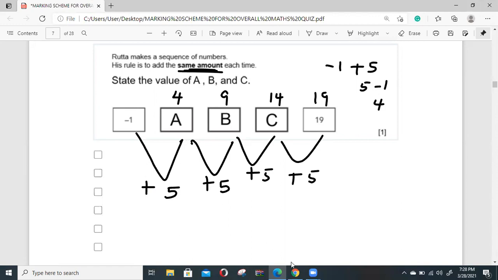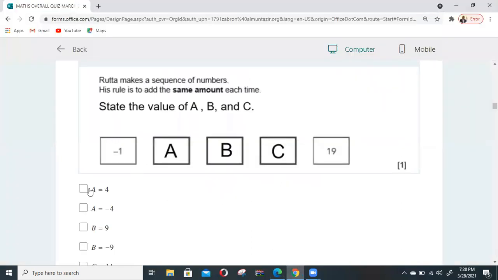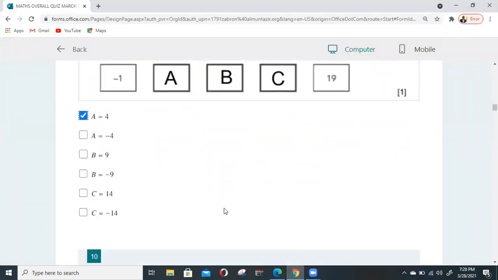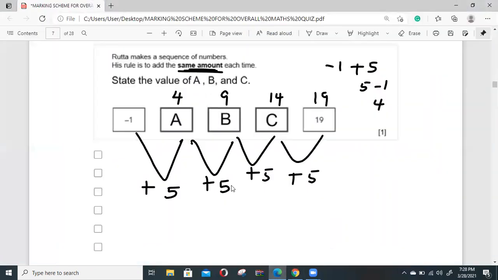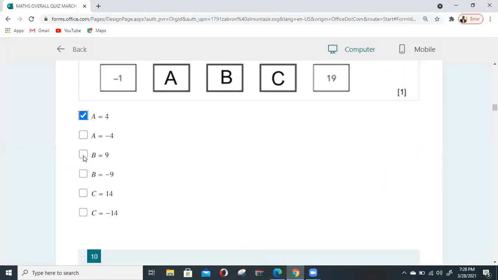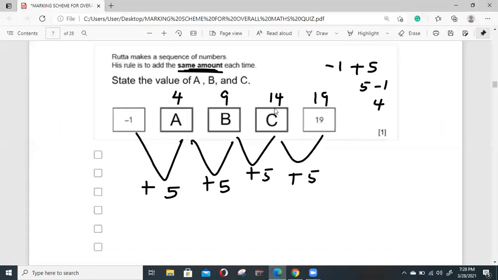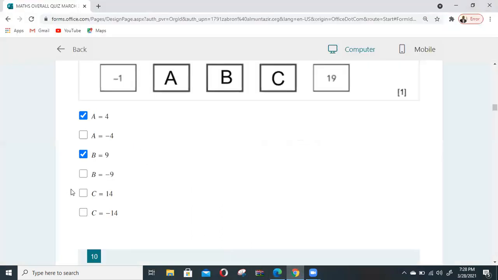So A is full, so go ahead choosing that. And then how about B? A is 4, B is 9. Okay, so what else? B is 9, C is 14. So C is 14. And what else?